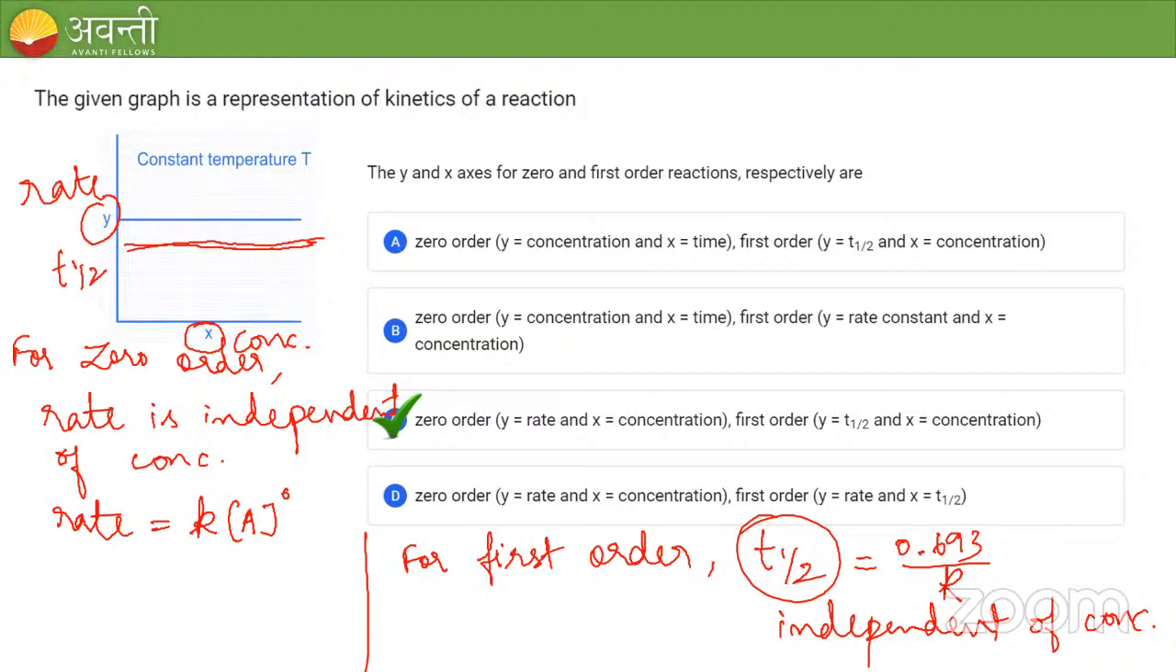Any doubt from this question, students? Shall I move on to the next? Think of the concepts we have studied for each order. If you think of it, within a few fractions of a minute, you will get the answer.